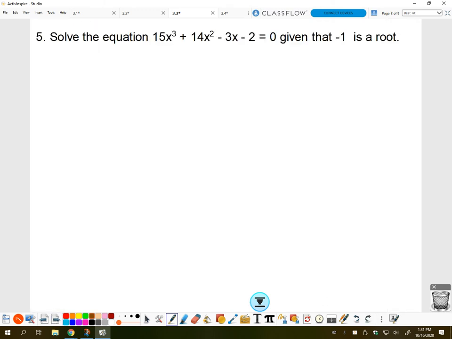All right, so they want us to kind of use that factor theorem to help us solve an equation. They give us one root to work with. All right, so we know that negative 1 is a solution. If it's a solution, that means that x plus 1 is a factor. We're going to put in our coefficients. I made my line too long. We're going to do synthetic division. We should get a remainder of 0.